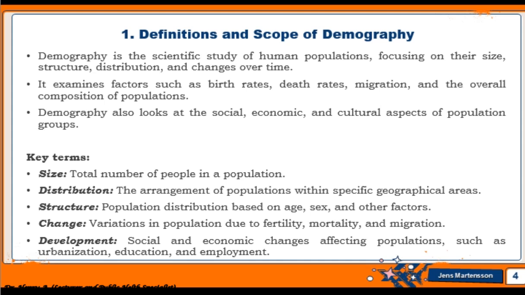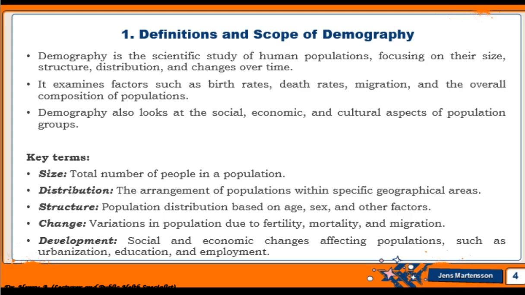Next is change. Let's look at change. Changes in population are driven by three primary factors. Number one, fertility. When we say fertility, we mean the rate at which people give birth. Mortality, it also talked about the rate at which people die. And migration, that is the rate at which people move in and out, be it by force or voluntary.